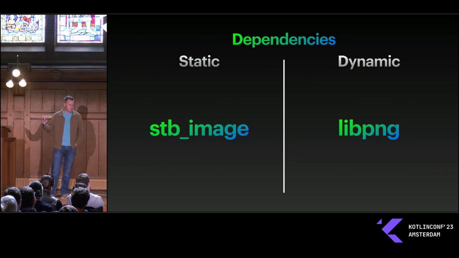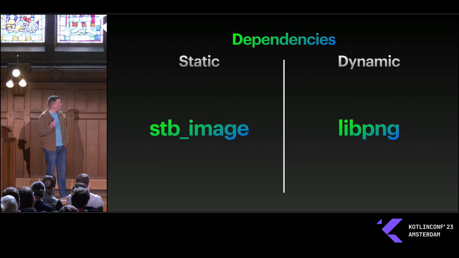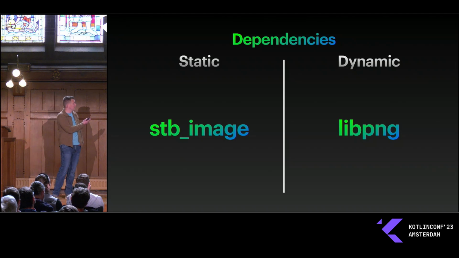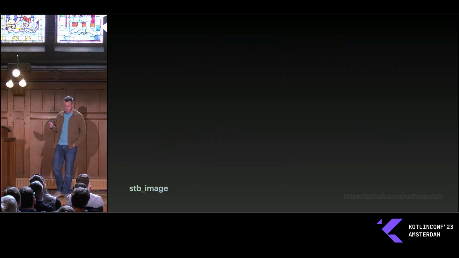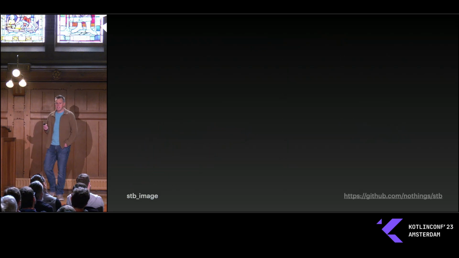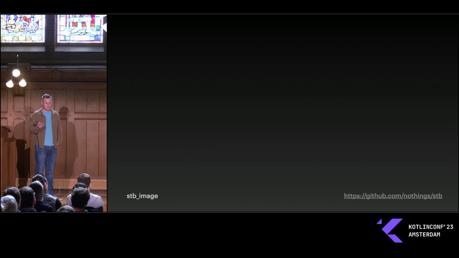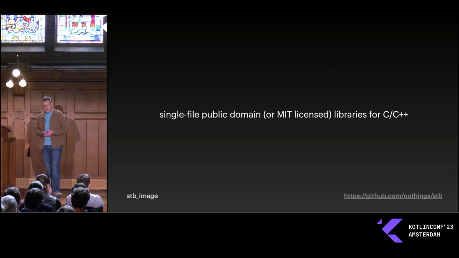For this experiment, the static dependency that I'm going to be using is STB image. The dynamic one is libPNG, and these are both image libraries. We'll start out with STB image. STB image comes from the STB library repository, which you can find at the link on the bottom of the screen. And it sells itself as single file public domain libraries for C and C++.